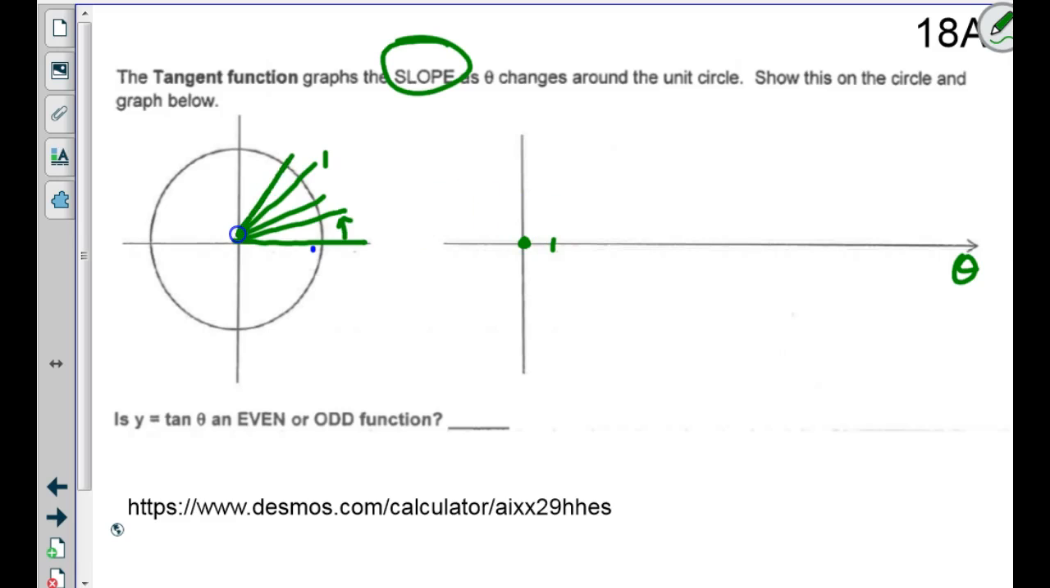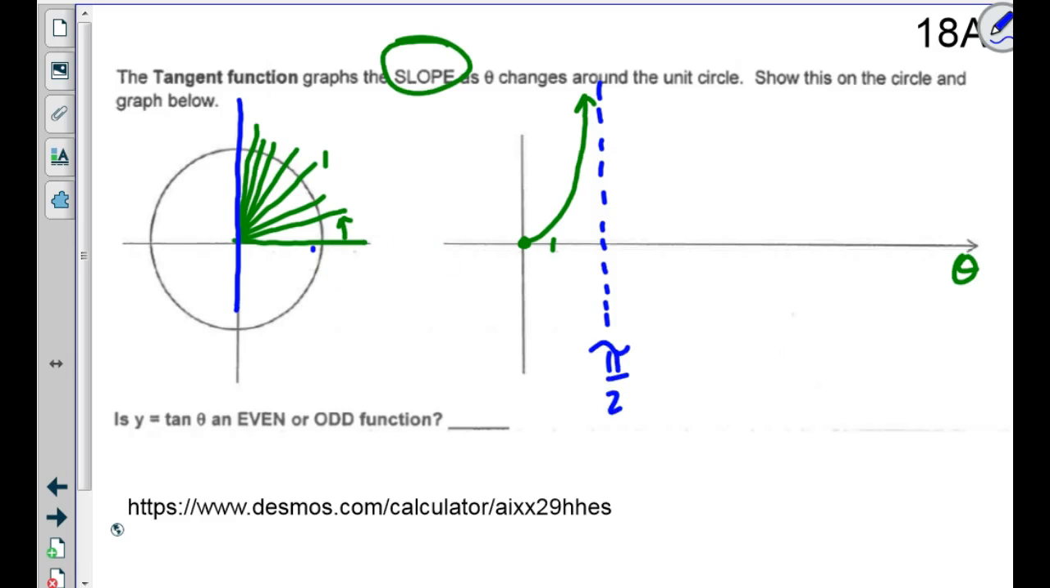But then it gets bigger, right? The slope gets steeper and steeper and steeper. It can be infinitely large. So the graph ends up doing this. It's getting greater and greater and greater until we get here. What is the slope of this line right here? A vertical line has a slope that's undefined. There's an asymptote in this graph, okay? It is undefined here at pi over 2 because the slope is undefined.